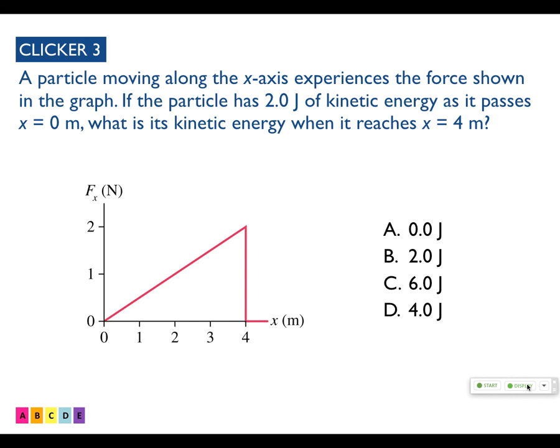How do we find the work? Area under the curve. Now we need to know our limits of integration, so it says 0 to 4. From 0 to 4, what's the area under this curve? 4 joules. One half times 4 times 2 gives us 4 joules. So the final kinetic energy, just the energy, it's not asking us for a speed, is going to be 2 joules plus 4 joules.